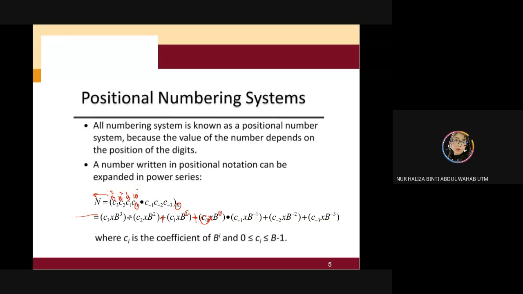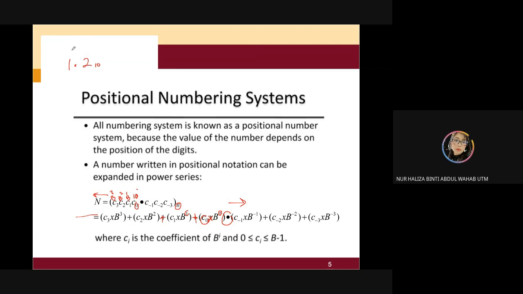Adding. I need to add all. And you can see there is a fraction number. For the fraction number, what is basically happening? Let's say I have 1.2. Just a simple one. 1.2, I have base 10.